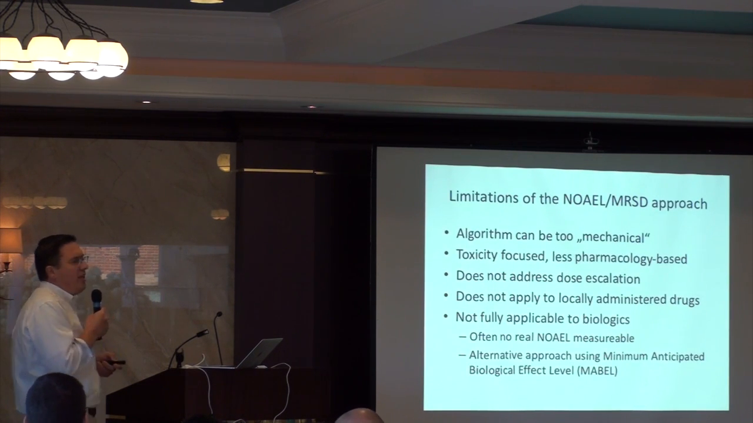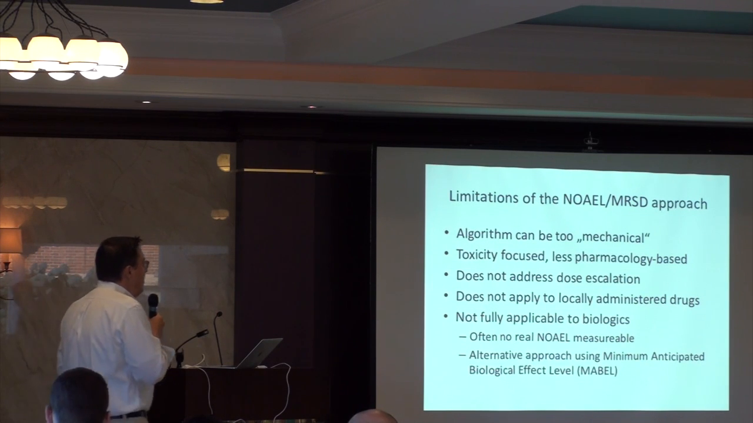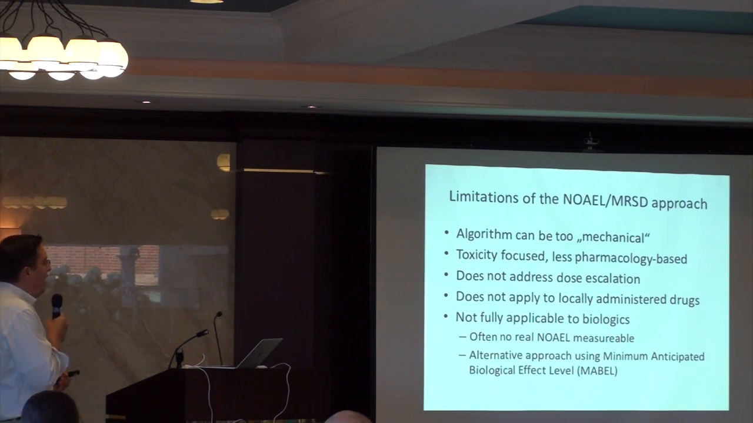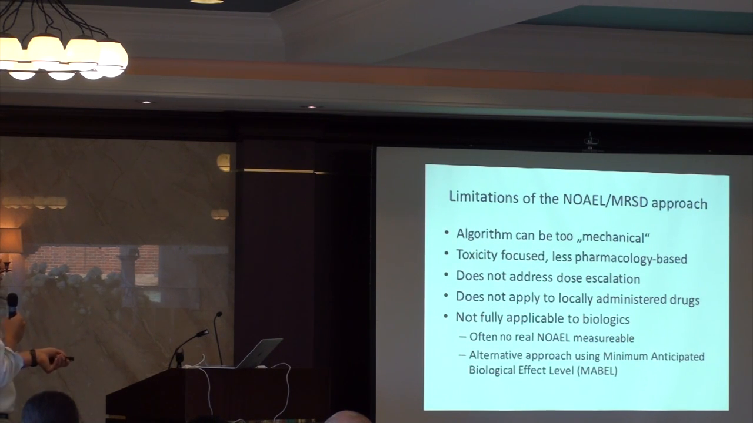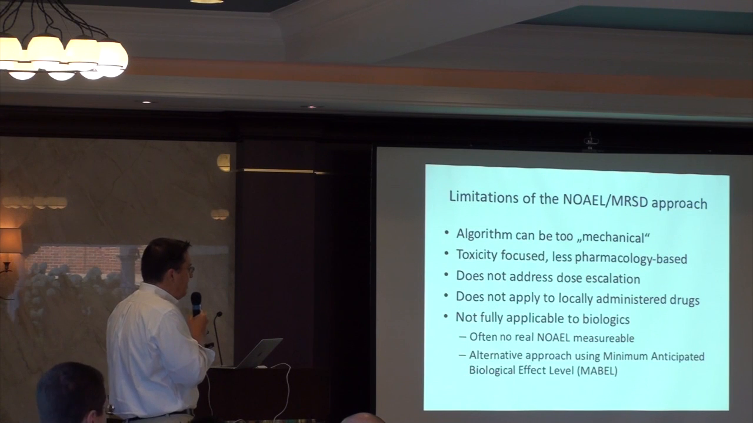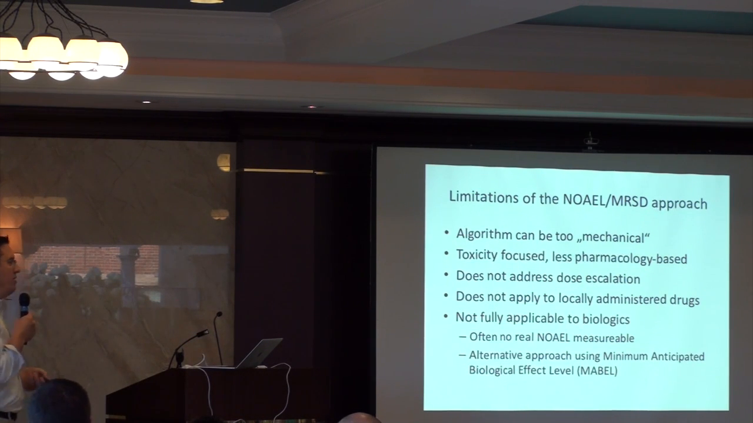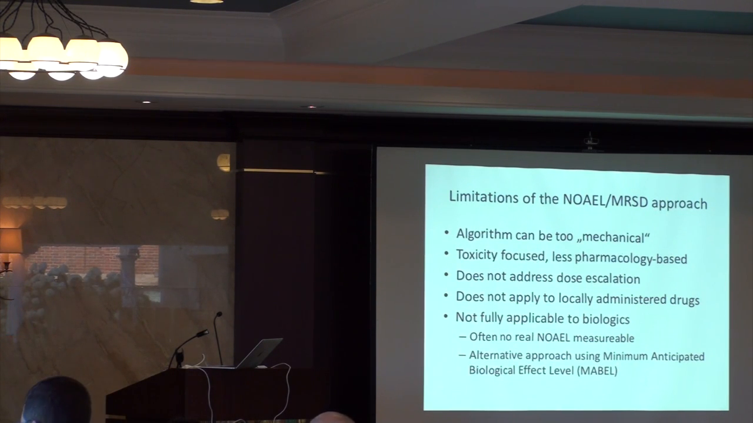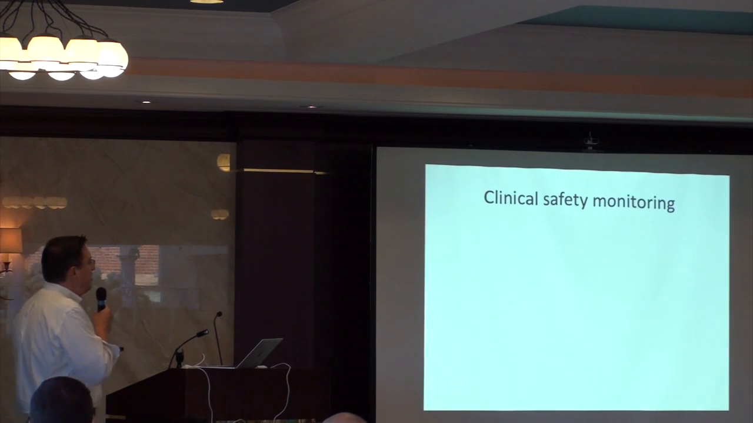There are certain limitations, as you can assume. This is a very mechanical approach. It's toxicity focused, it's less pharmacology based, it does not address dose escalation, basically where you should end up, what's the stopping dose. Certainly it does not apply to any local drugs, and it's not applicable to biologics, because often we don't see any significant safety profiles in species that don't express the specific receptor that you're targeting. For that, we can read up on the minimum anticipated biologic effect level, MABEL, kind of the new kid on the block of methodologies to calculate biologic starting doses.